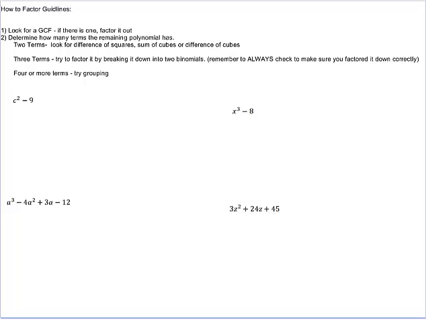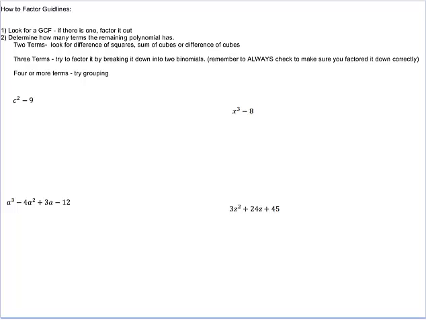This is Algebra 2, still in prerequisite skills, and this is our third video on factoring. The first two videos showed you how to factor each of the different types. This video is a how-to-factor guideline, so it tells you what to look for, and then just a bunch of examples that have a variety of different ways of how to factor in there. So, how to factor guidelines.